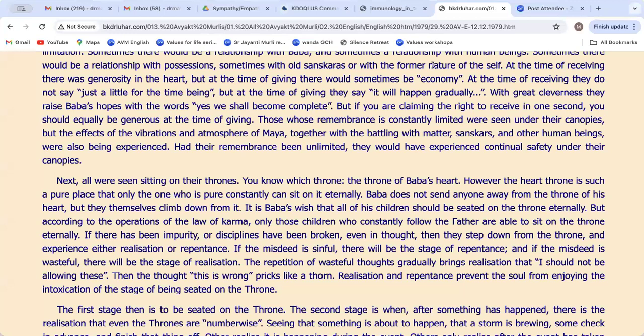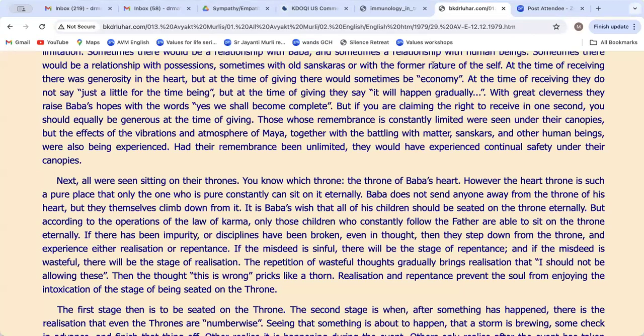So realization will be Mehsusta ki Shakti, which I said, and Parivartan. They won't be able to transform. And then there'll be repentance, Paschata. If the misdeed is sinful, there will be the stage of repentance. And if the misdeed is wasteful, there will be the stage of realization. So see, beautifully Baba is explaining who will have Paschatap if Paap kiya hai.